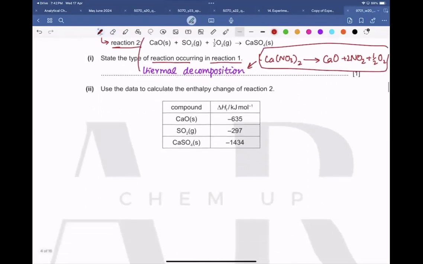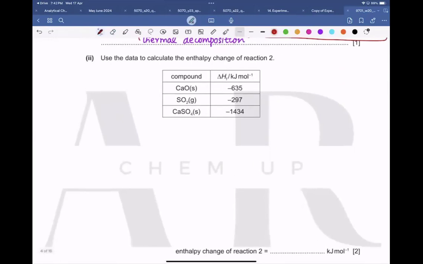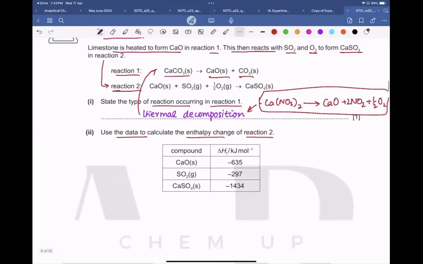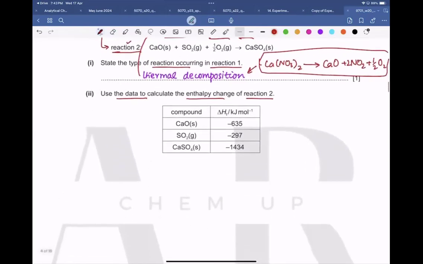Okay. Now, what they are saying in the next part: use the data to calculate the enthalpy change of reaction 2. So here we have reaction 2. Let me write the equation of reaction 2 over here. Calcium oxide reacts with sulfur dioxide and half a mole of oxygen, forming calcium sulfate.